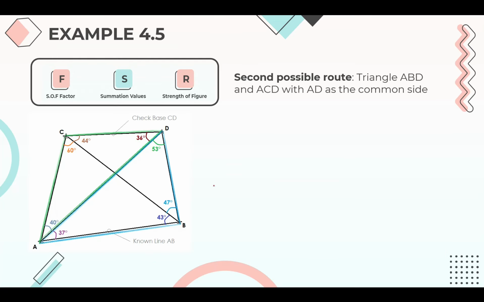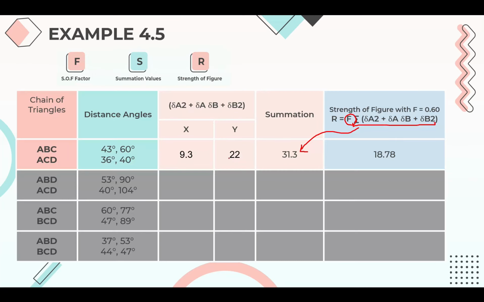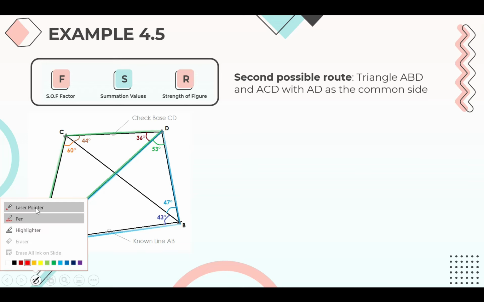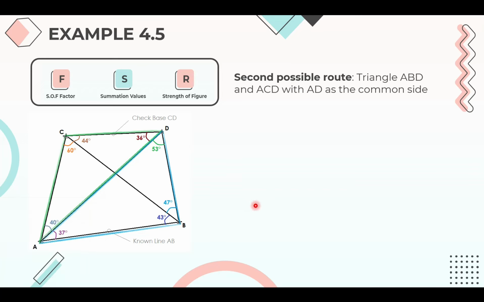Okay, so let's move on to our second possible root. Actually, guys, we have 4 possible roots for this one. So we already solved for the first possible root, and now we will be solving for the second possible root, which is triangle ABD and triangle ACD. So triangle ABD is this blue triangle here, and triangle ACD is this green triangle here. The common side is, guess what? AD ang common side niya, this line here.